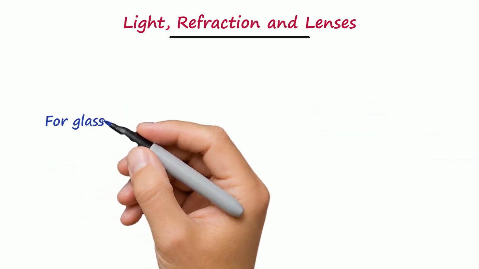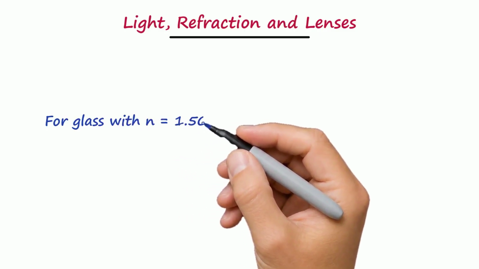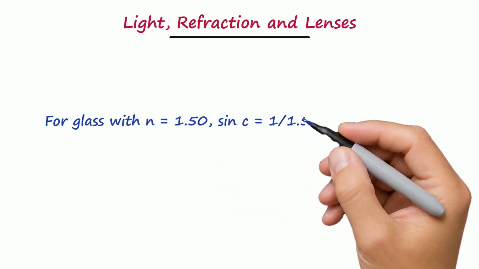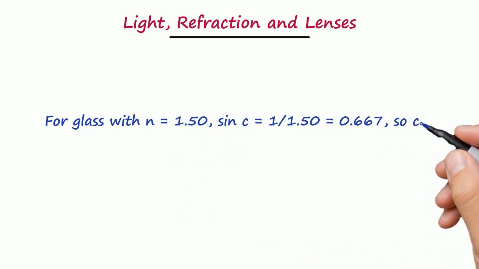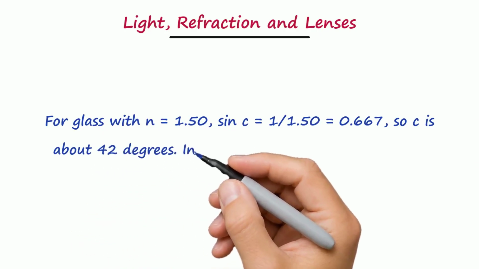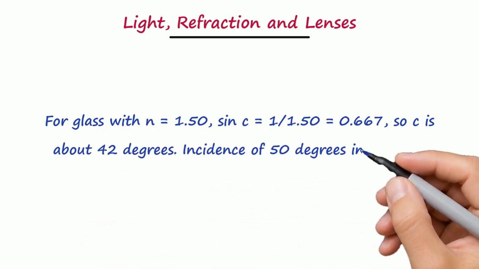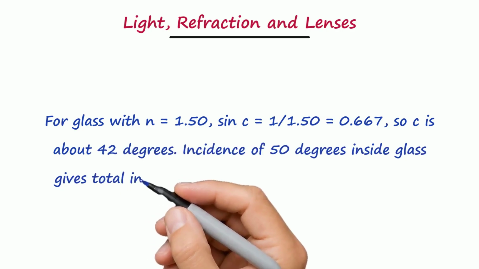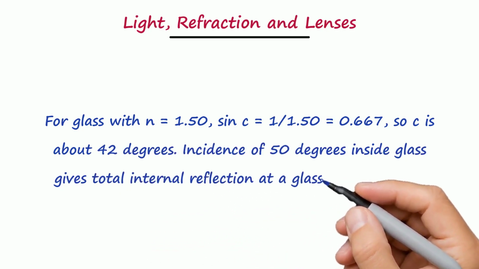For glass with n equals 1.50, sin C equals 1 over 1.50 equals 0.667, so C is about 42 degrees. Incidence of 50 degrees inside glass gives total internal reflection at a glass-air boundary.